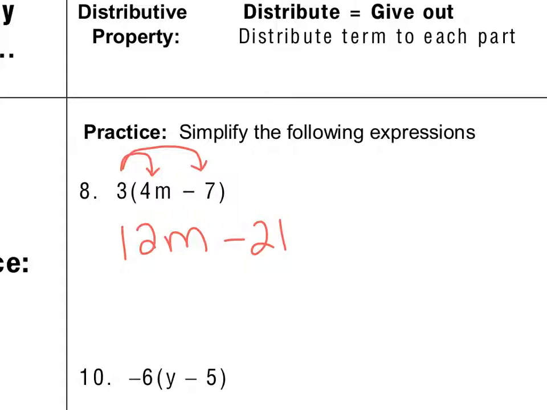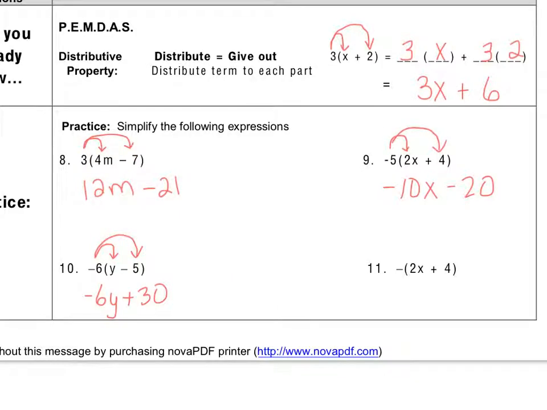Okay, so go ahead and pause the video and do number 9 and number 10 on your own, and then start the video and check your answers. Okay, the biggest thing to be careful with when you're checking your answers is when you multiply, make sure you pay attention to your positives and your negatives. So on number 9, make sure you ended up with a -10x and a -20. And on number 10, make sure you end up with a -6y and a +30.